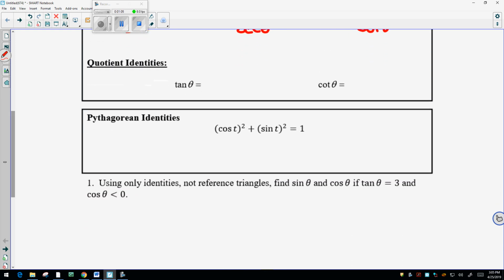Quotient identities, quotient meaning division. So we have sine theta divided by cosine theta. Reciprocal of tangent is cotangent, so the reciprocal of that quotient identity would be the cotangent identity. Okay. And some Pythagorean identities that we are going to be taking a look at.